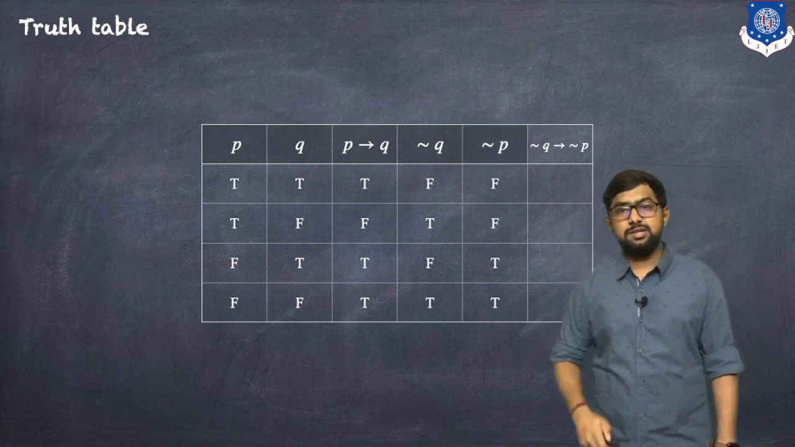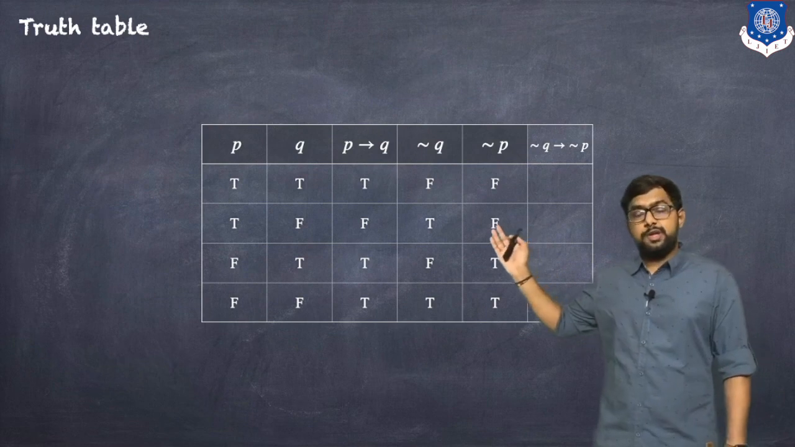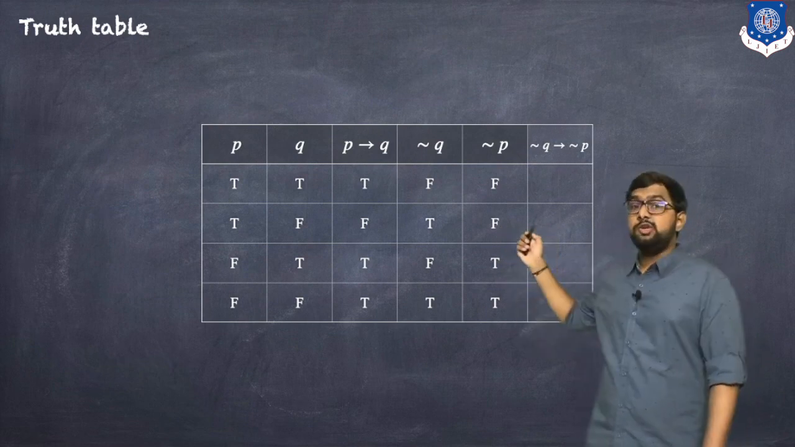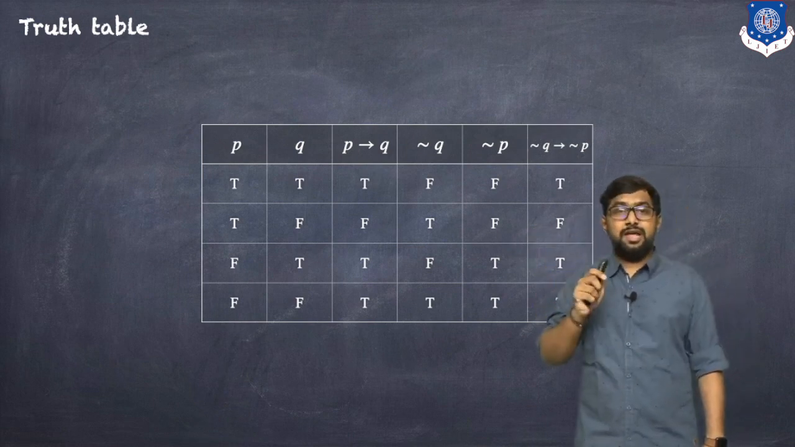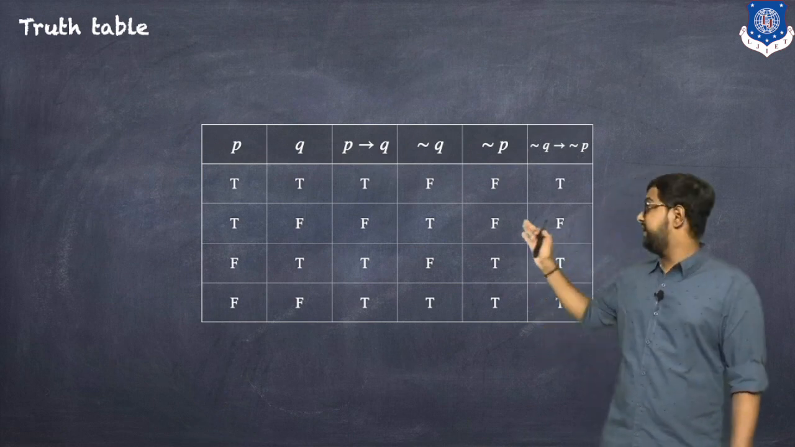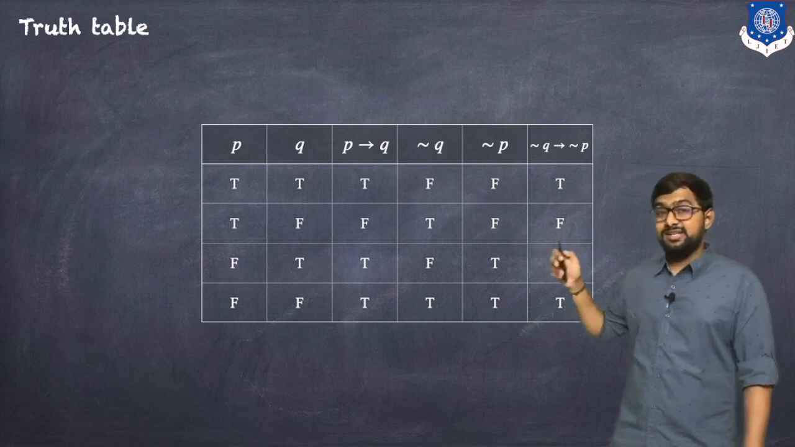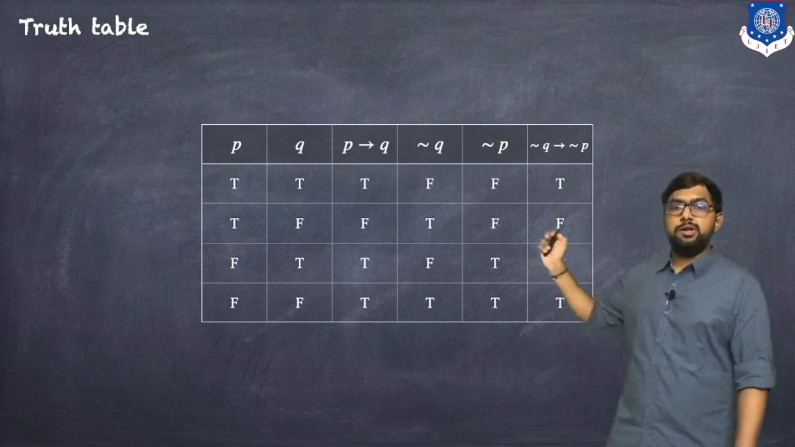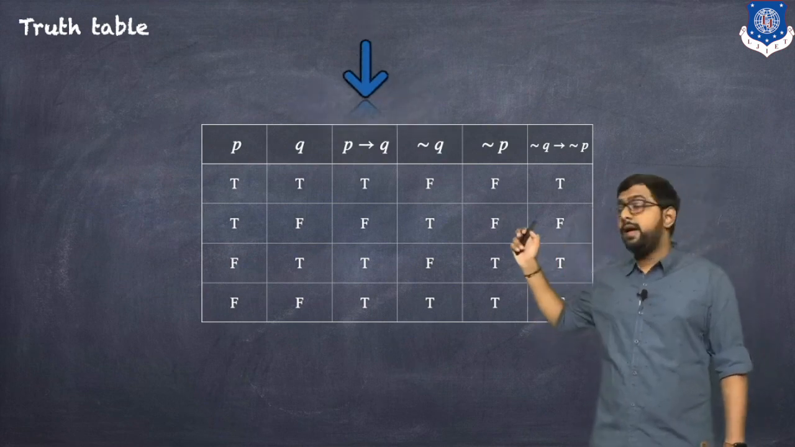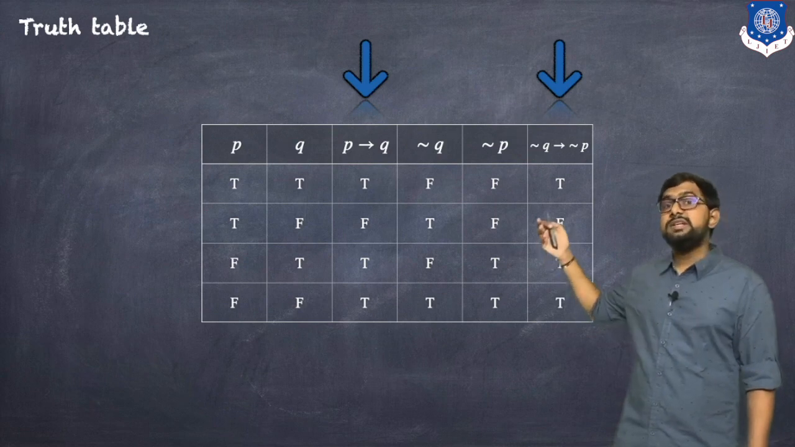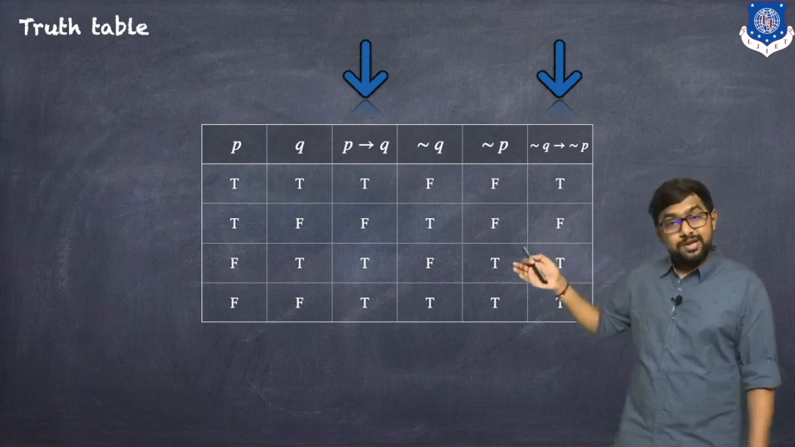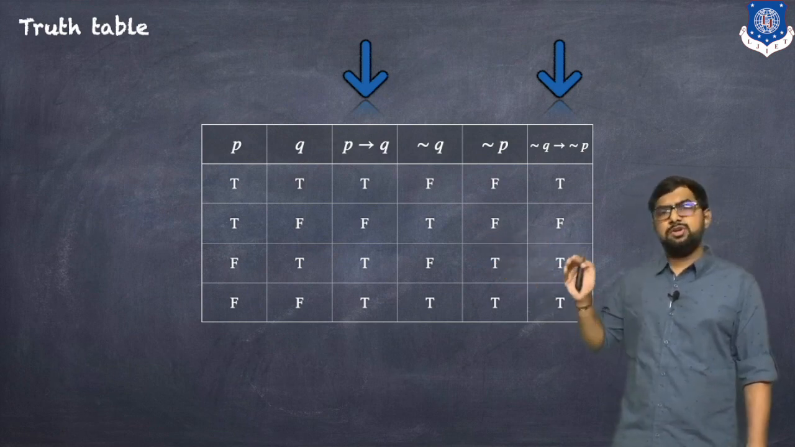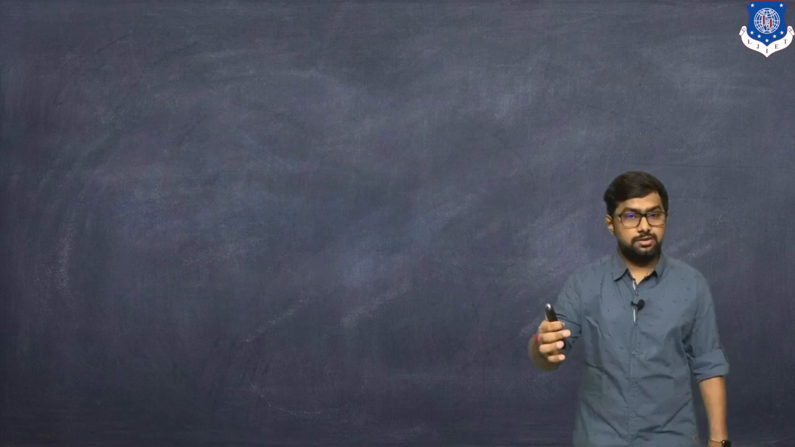And lastly, not Q implies not P. Now see, both are true. Now see, both are false, then it will be true. Then TF, the conclusion part is F, so it will be false. Now in the next, FT, so it will be true, and last both are true, so it will be true. Now consider this third column and this last column. You can see that both the entries are the same. So P implies Q and not Q implies not P have the same truth values, so they are contrapositive of each other.